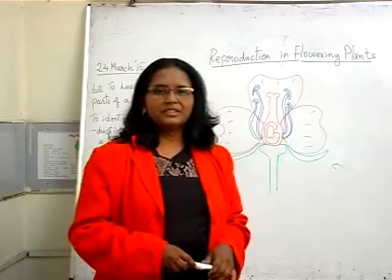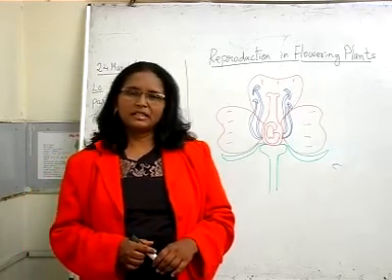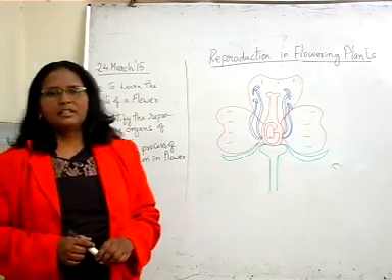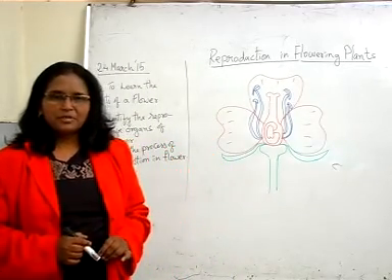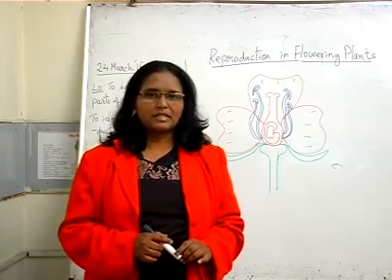Good morning, students. We have already learnt the plant kingdom and animal kingdom. The plant kingdom has the angiosperms and the gymnosperms. The angiosperms are the flowering plants and the gymnosperms are the non-flowering plants.